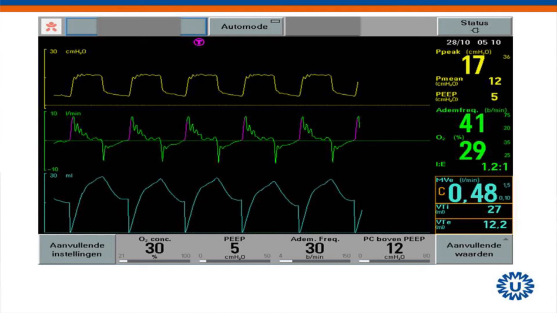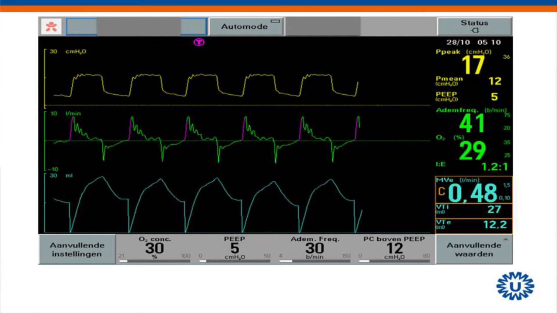Leakage, for sure. Why? Because you see that the inspiratory volume and the expiratory volume differ. What we see here is indeed leakage. You can see that there's leakage because there's 27 milliliters going in and 12 coming out, more than 50%.